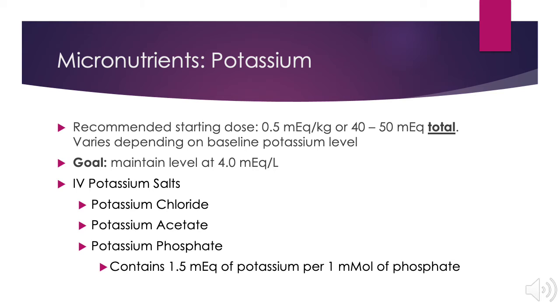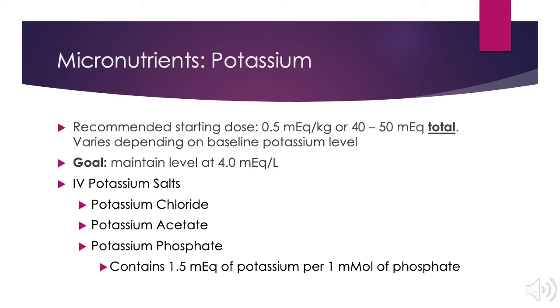This quantity varies depending on the baseline potassium level, of course. The goal is to maintain a level at 4.0 mEq per liter. And just like sodium, we have 3 IV potassium salts that we use to compound our TPN solutions. These are potassium chloride, potassium acetate, and potassium phosphate.